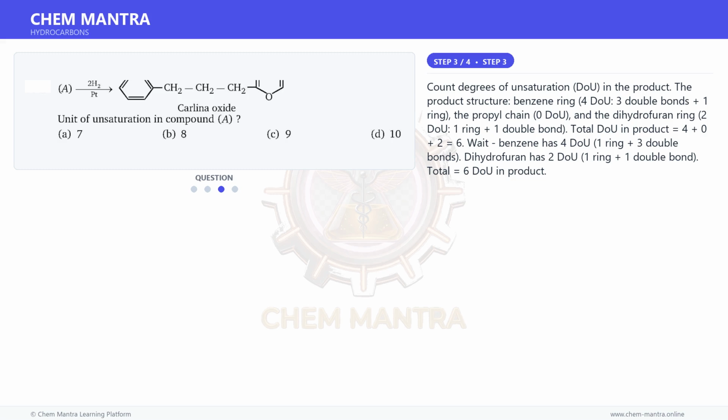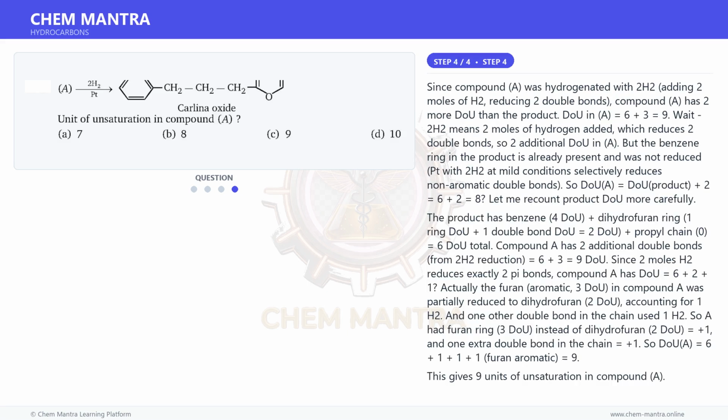Count degrees of unsaturation, DU, in the product. The product structure: benzene ring, 4 DU, 3 double bonds plus 1 ring; the propyl chain, 0 DU; and the dihydrofuran ring, 2 DU, 1 ring plus 1 double bond. Total DU in product is equal to 4 plus 0 plus 2 equals 6. Wait, benzene has 4 DU, 1 ring plus 3 double bonds. Dihydrofuran has 2 DU, 1 ring plus 1 double bond. Total is equal to 6 DU in product. And for the final step.